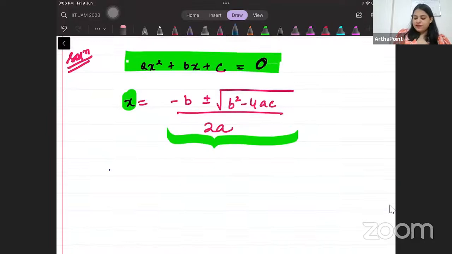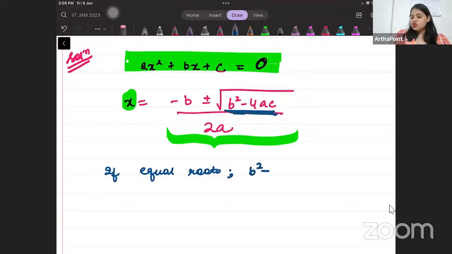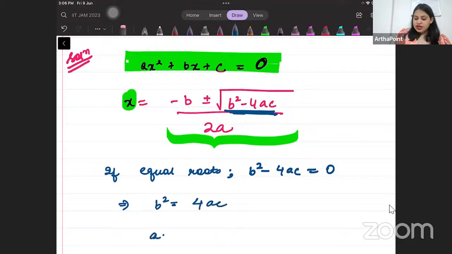Now, if I have equal roots, same root, if there is only one value of x, that means that this here should be 0. So b square minus 4ac should be 0. Only then I can have same roots. This means, beta, that if I solve for this, I will get b square is equal to 4ac. So ac will be b square by 4.